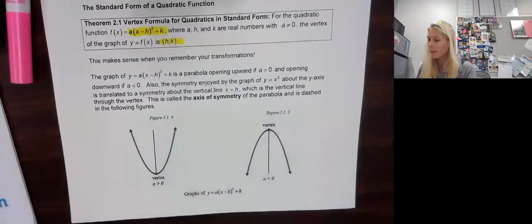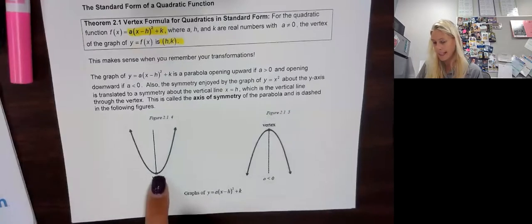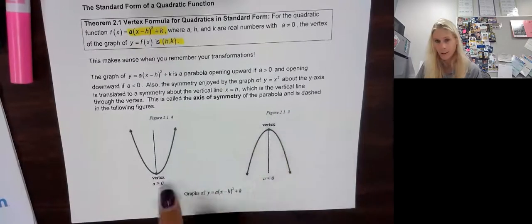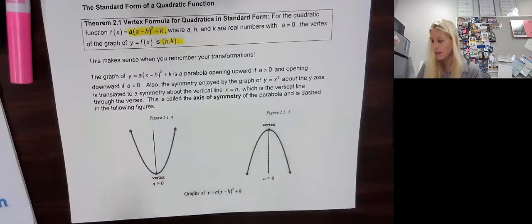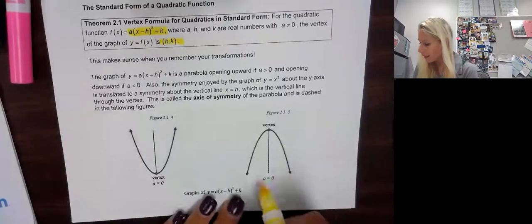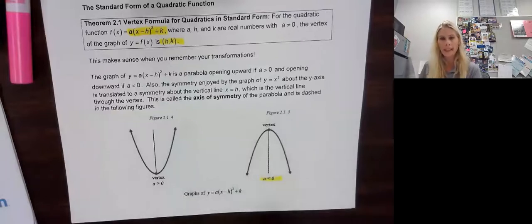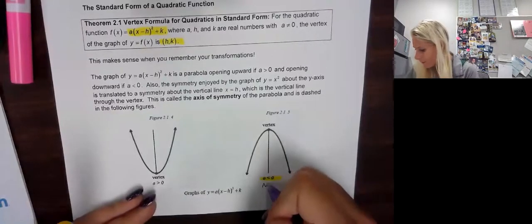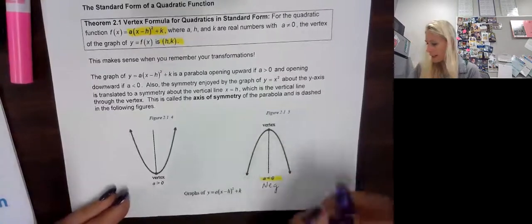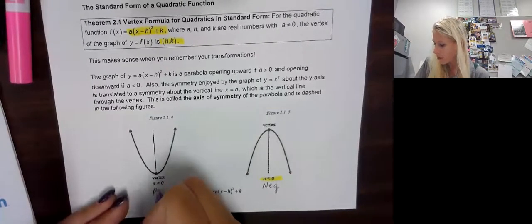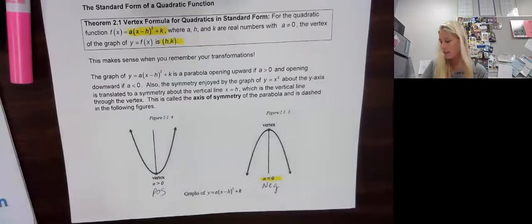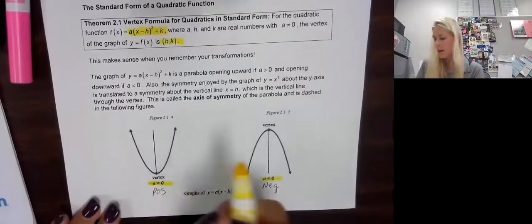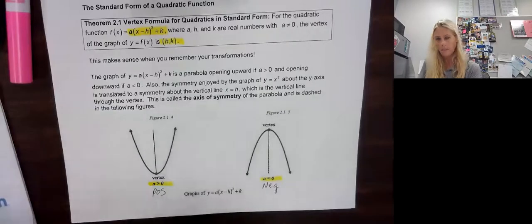So what we want to keep in mind, the other thing is the vertex, again, is the min or the max of our parabola, okay? If A is less than 0, it's upside down. Remember, less than 0 means negative. If A is greater than 0, which is a positive, then the vertex is a min, and it goes up.